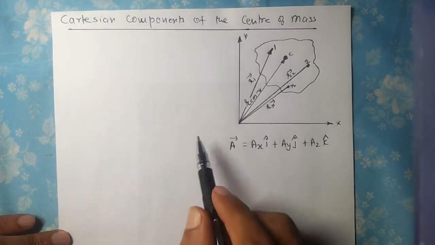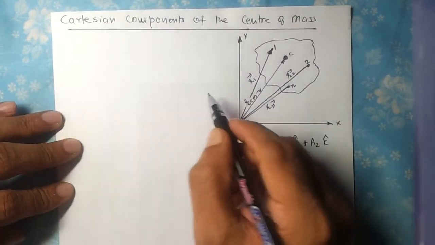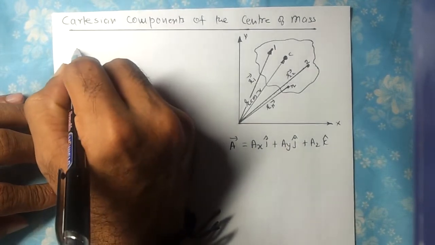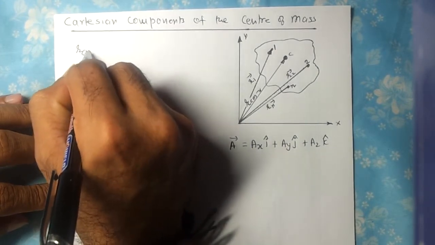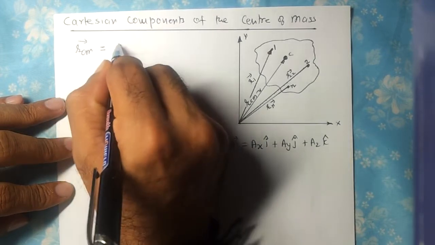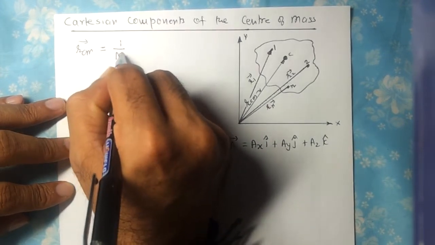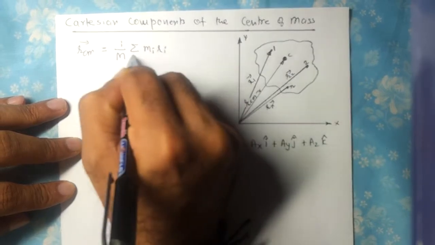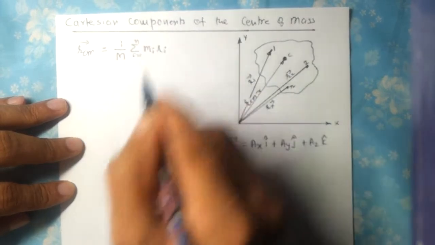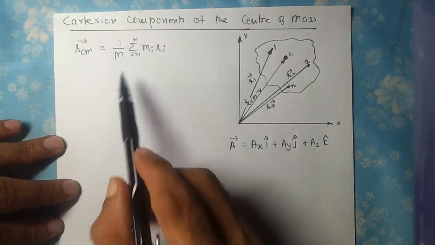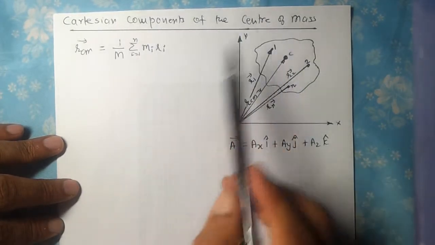In the previous video, we obtained the equation for the position vector for center of mass, and it was RCM. The position vector for the center of mass of an n-particle system is given by RCM is equal to 1 by M sigma mi ri, i is equal to 1 to n, right? And in this video, we are going to look at the Cartesian components of the center of mass.